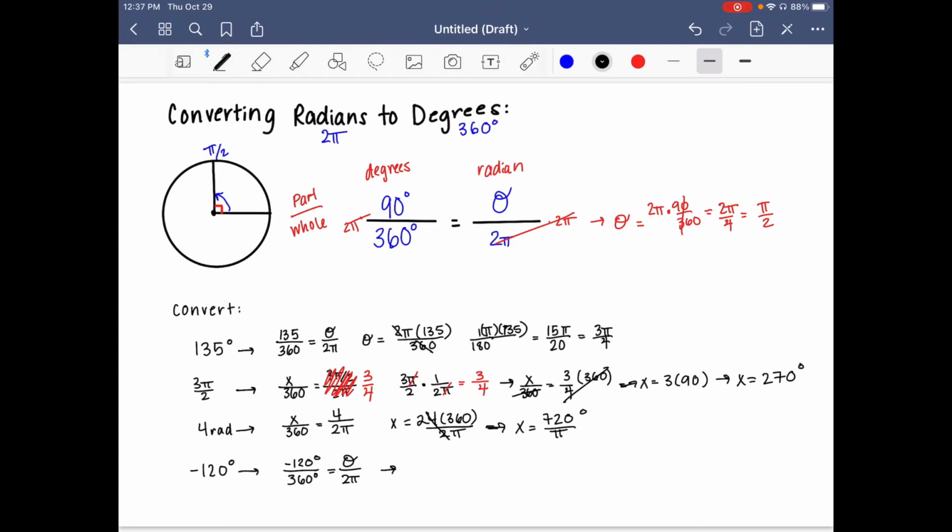Okay, so now I'm going to multiply both sides by 2 pi. This cancels out. Okay, I have theta equals negative 120 over 360 times 2 pi. Again, I can simplify. Negative 120 over 360 is going to simplify to negative 1/3. So I can say I have theta equals negative 1/3 times 2 pi. And I can simplify that again to say theta equals negative 2 pi over 3. Perfect.